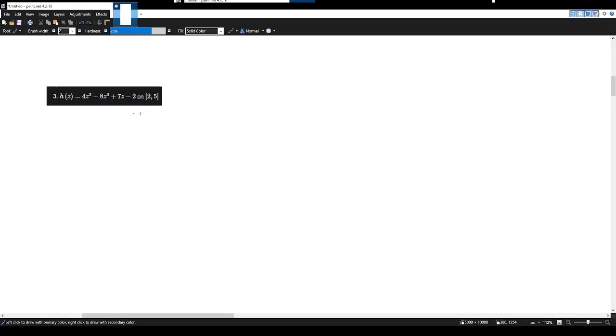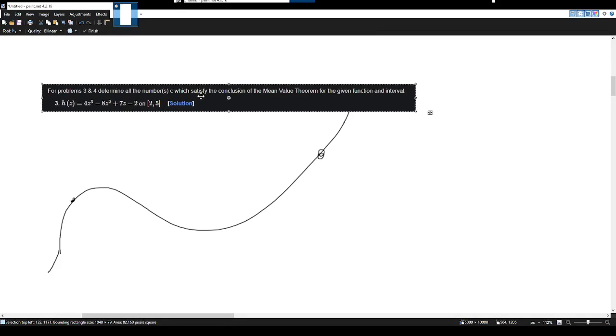So I don't know what this polynomial looks like. I do know it's a polynomial, obviously, of degree 3. It's going to look something like this. And we're saying from 2 to 5. Oh, by the way, the question is, let me just get this here. All right, sure. Determine all the numbers c which satisfy the conclusion of the mean value theorem for the given function and interval. Okay, so the mean value theorem again.